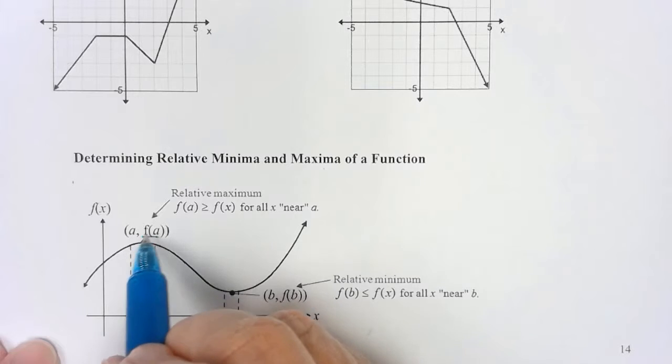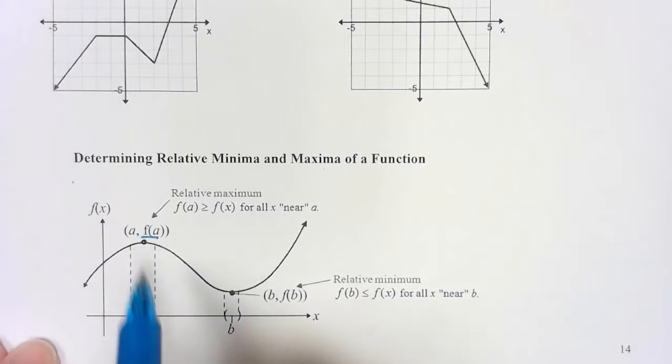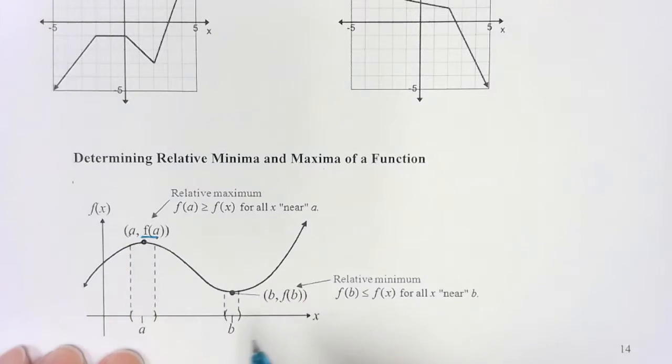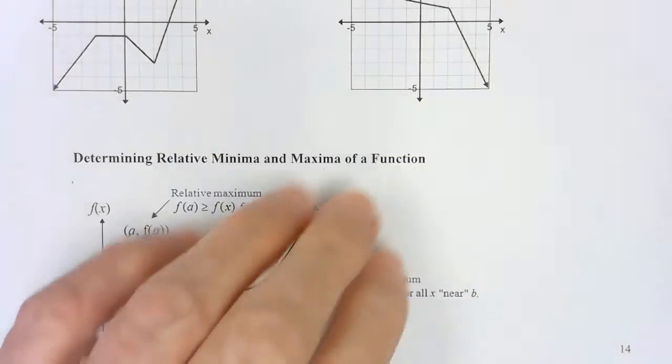My maximum value is my y value. It occurs at that x value. Notice it's sort of like a mountaintop, a peak. I've got a valley here. Around this x value, I've got a relative minimum. My y value is going to be the smallest in this particular area. So I've got some examples on the next page.